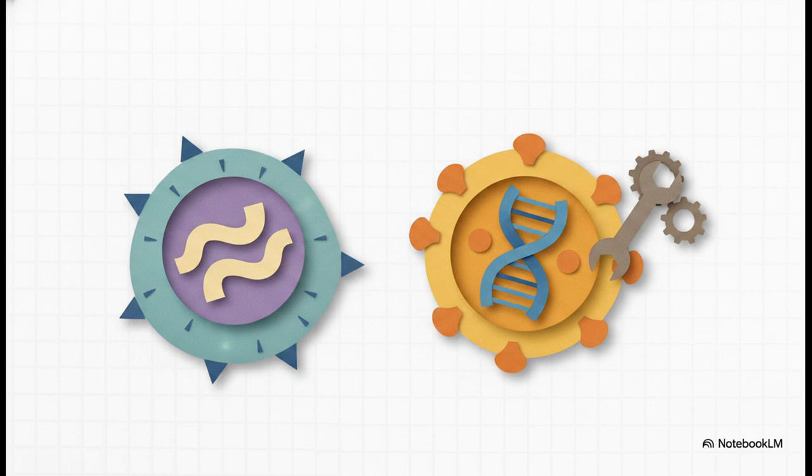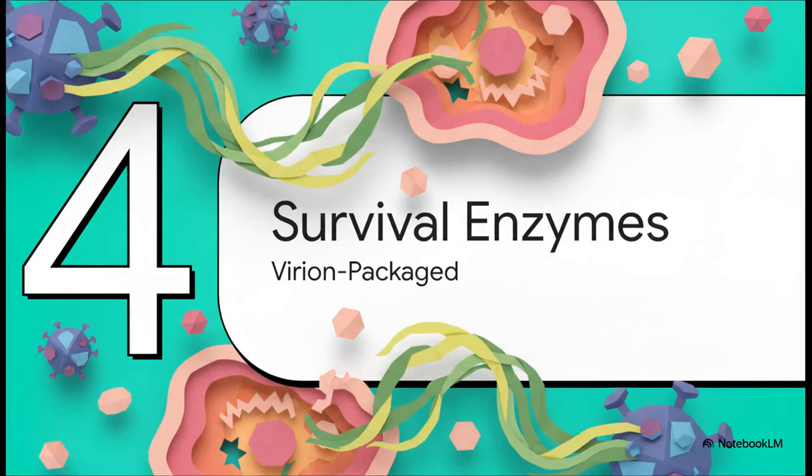And exam trap number 6. Do not misclassify hepatitis B virus. Students frequently identify HBV merely as a DNA virus and ignore its replicative quirk. HBV is indeed a double-stranded DNA virus, but it uniquely depends on the enzyme reverse transcriptase to replicate via an RNA intermediate. Now for section 4, virion-packaged survival enzymes.